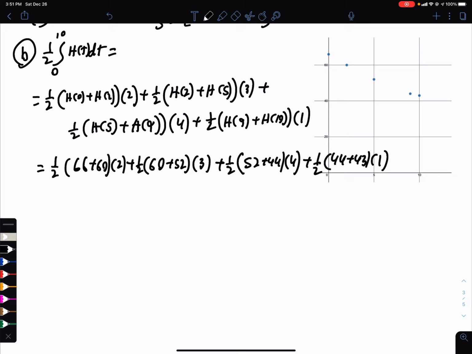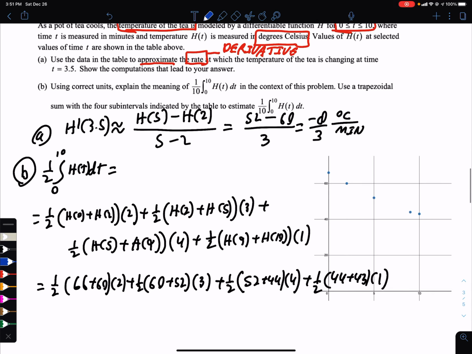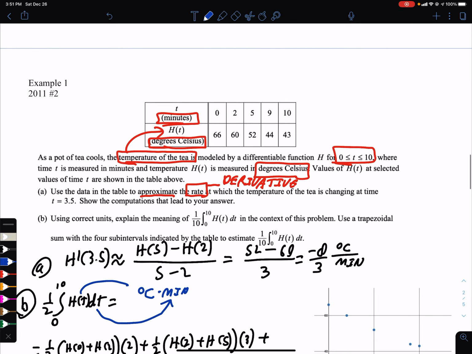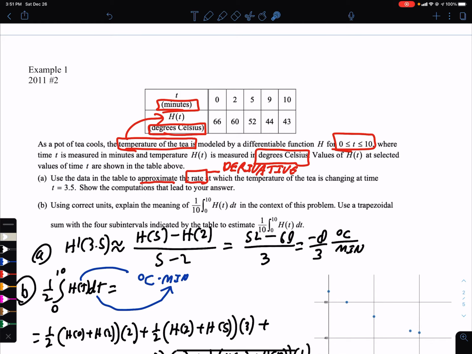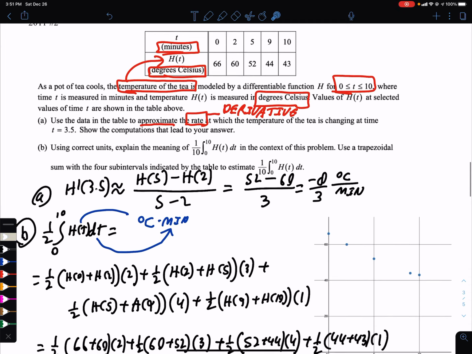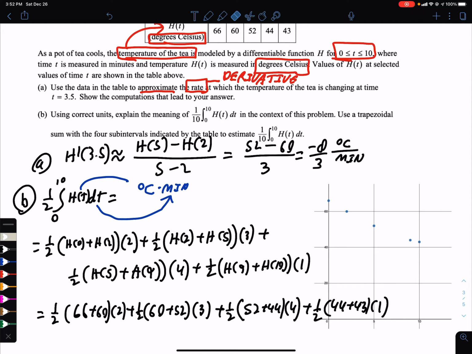So let me do units, and let me show you how we do units. H of t was measured in degrees Celsius. dt is time, and that's measured in minutes. And if you look up front, you need to recognize what this is, the 1/10. And wow, I butchered that. I put a half in front. That's supposed to be a 1/10. What is that 10 down here?